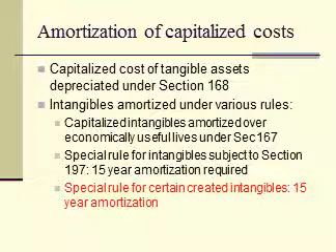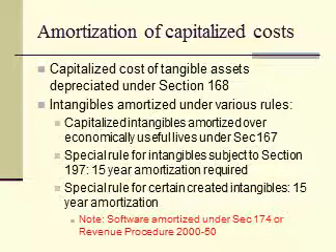A limited number of created intangibles are amortized over 15 years at the election of the taxpayer if there is no other rule that applies, as explained in the text at 7.038A2. Note: software development costs are amortized under Revenue Procedure 2000, and Section 174 costs are amortized under Section 174, as explained in an earlier lecture.